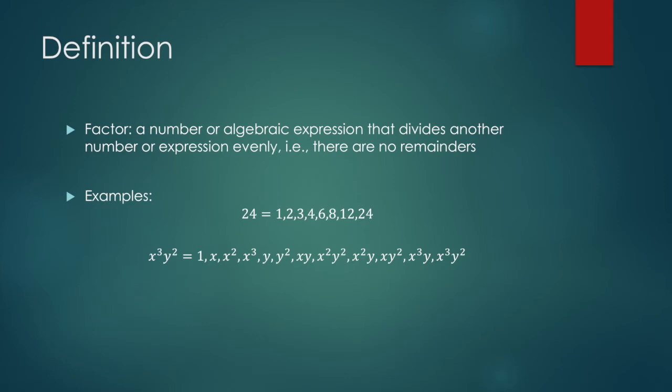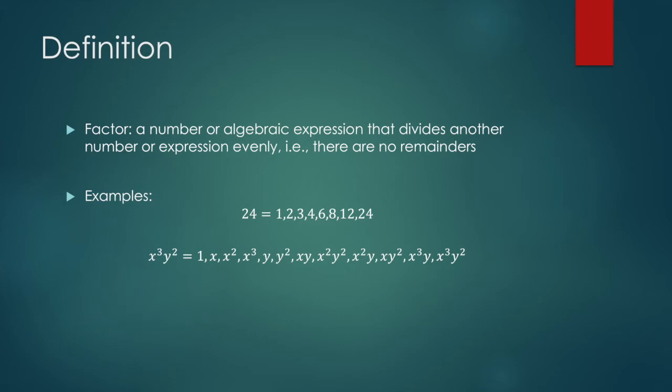So for example, the factors of the number 24 are 1, 2, 3, 4, 6, 8, 12, and 24. So if I were to divide 24 by any one of its factors, I will get a whole number. For example, 24 divided by 4 is 6. 24 divided by 12 is 2.